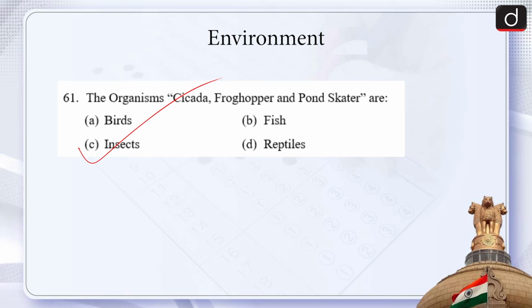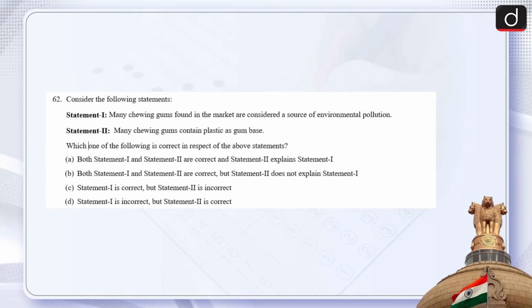Coming to the next one. Next one is about, consider the following statements. Statement 1: Many chewing gums found in the market are considered a source of environmental pollution. Statement 2: Many chewing gums contain plastic as gum base. So this one is statement 1 and this one is statement 2. So here we have to find out the correct answer and what's the option.